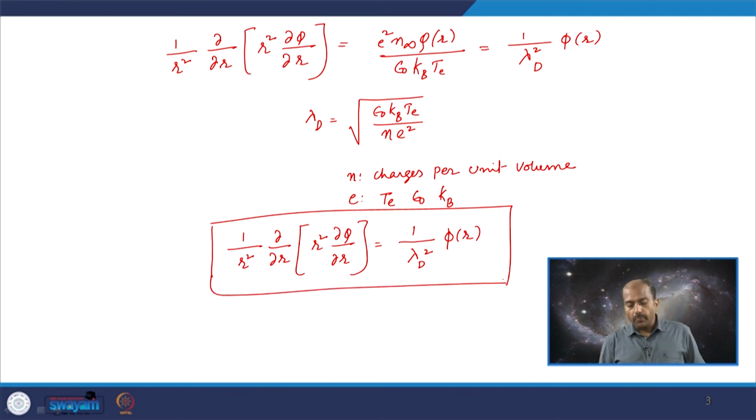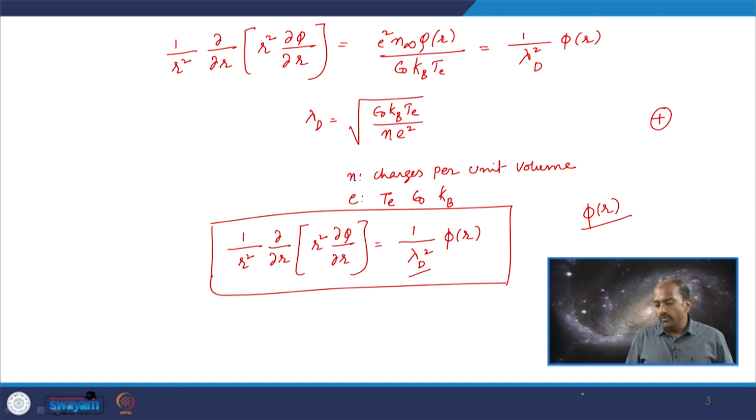Now, if you solve this differential equation, what will you get? We will get phi of r, right. What is phi of r? Phi of r is the potential that has been created by the positive test charge inside the plasma. So, will the phi of r depend on lambda d? Yes, it will certainly depend, right.